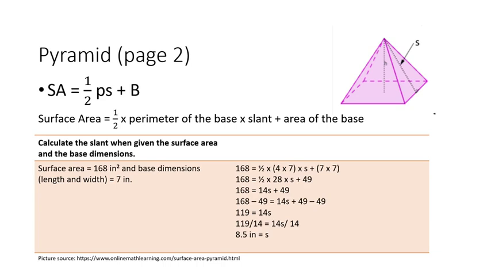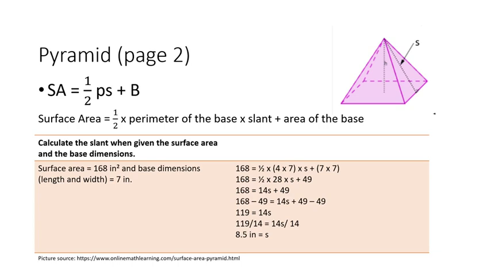We start with 168 equals 1/2 times the perimeter of the base, which is 4 times 7, times S, plus the area of the base, which is 7 times 7. That simplifies to 1/2 times 28 times S plus 49. Again, we can simplify this multiplying part here a little bit more. 1/2 of 28 is 14. So 168 equals 14S plus 49.